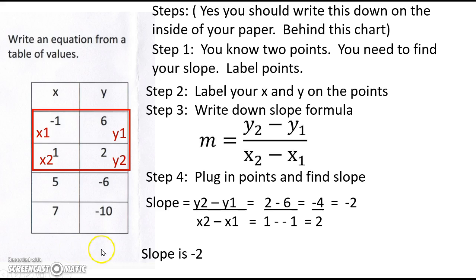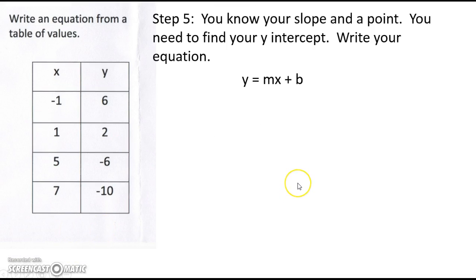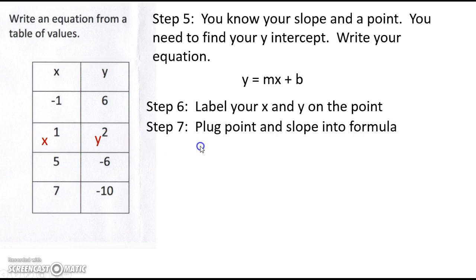All right, here we go. So now we have our slope. We need to find the y-intercept. So same thing as we did before. Write your equation, plug in the x and the y. I'm going to use 1 and 2 because they're both positive numbers. And I'm going to solve for b. So my slope is -2. My y is 2. My x is 1. And then I'm going to solve for b.